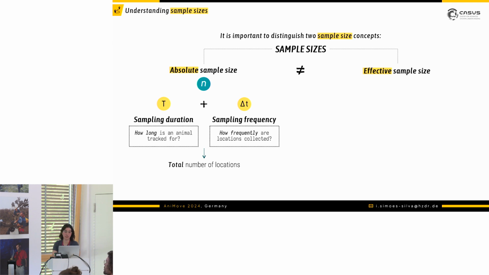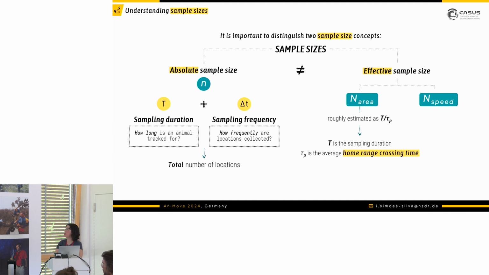And what's important here throughout this whole process is to distinguish between two ideas of sample size: the absolute sample size and the effective sample size. The absolute sample size is very simple. It's basically your total number of locations, right? And it's dependent on how long the animal is tracked for, the sampling duration, and how frequently the locations are collected, the sampling frequency.